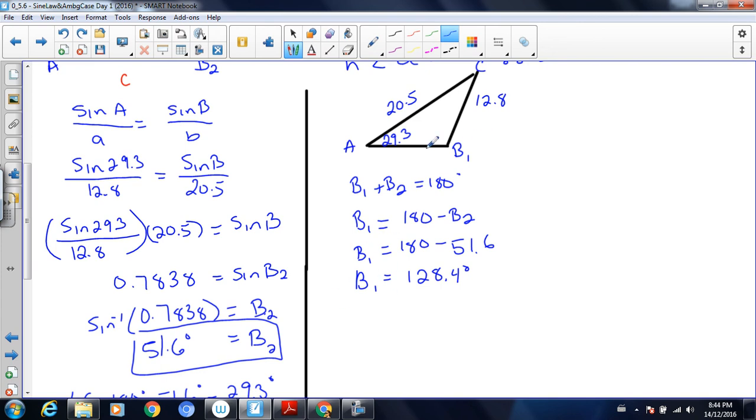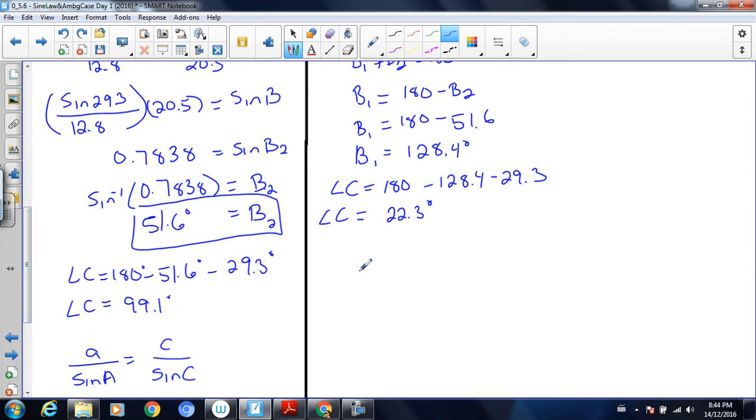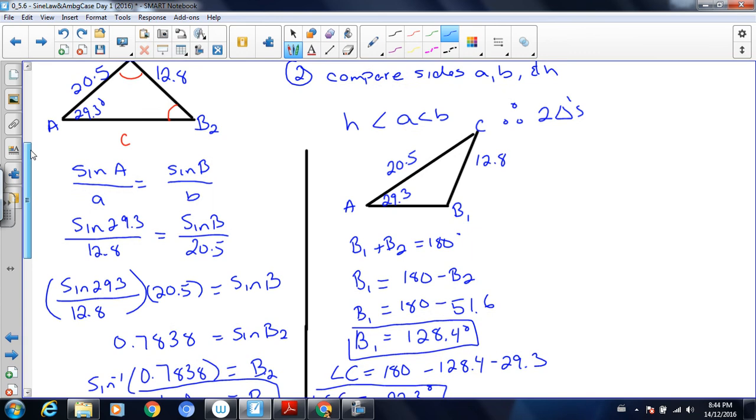Now that I have angle B1, I can solve for angle C. Angle C is equal to 180 minus 128.4 minus 29.3, and that is equal to 22.3 degrees. Okay? Now that I have angle C, so I have angle B, I have angle C. Now I need to solve for side C.